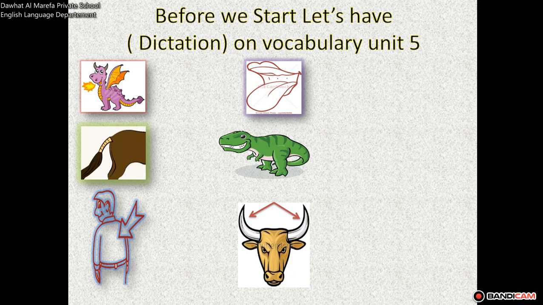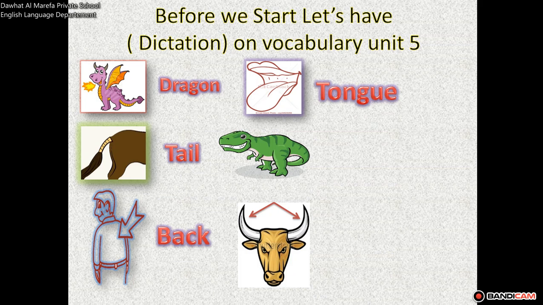Now check the spelling that you wrote. If you did the dictation very well, give yourselves stickers. If you didn't, you may have written some words incorrectly. You are going to write them 3 times. So let's check the spelling now. Dragon, tail, back, tongue, dinosaur, horns.